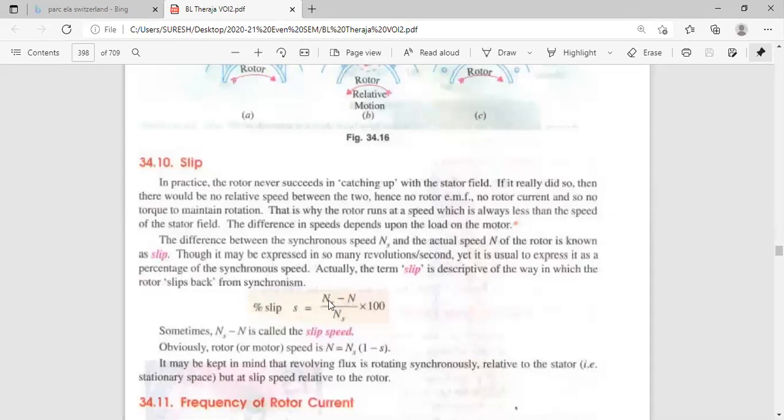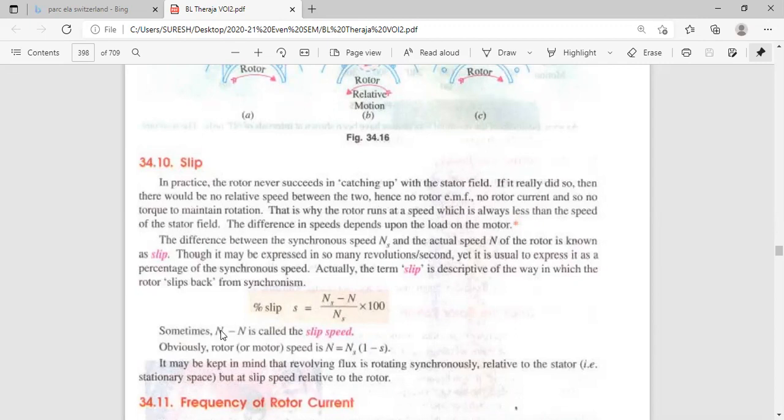Ns is the designer speed, the synchronous speed. N is the actual speed of the rotor running in our lab or in our house, whatever it may be. See here, the difference between ns and the actual speed of the rotor, divided by ns, is known as slip.